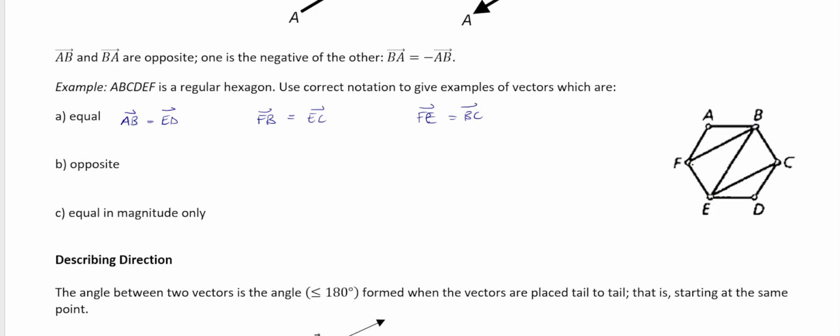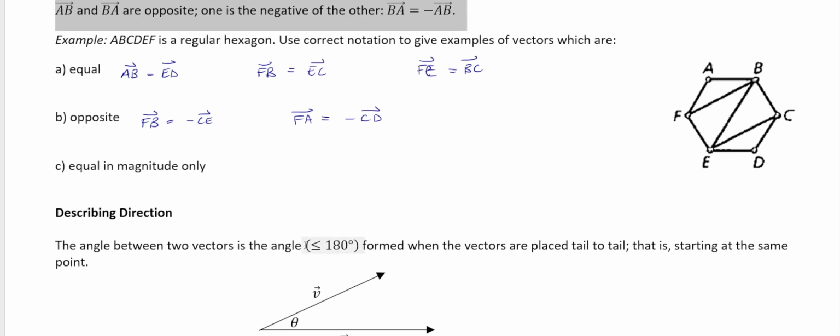Now, opposite vectors are just vectors that have the same magnitude but different directions. So an example of that would be FB is equal to negative CE, or you could also say that vector FA is equal to negative CD.